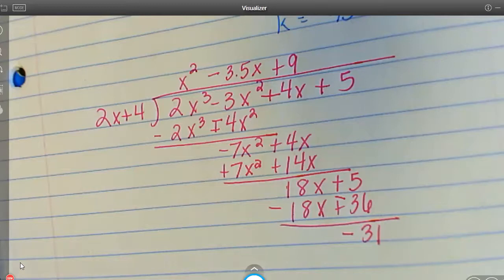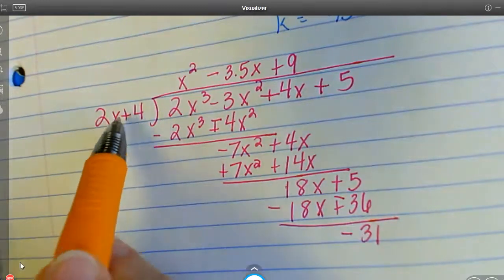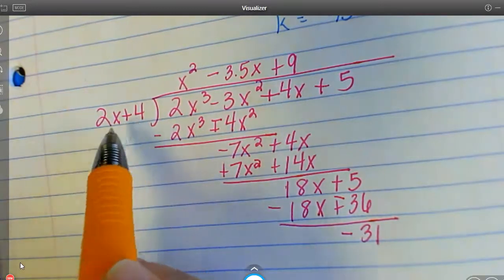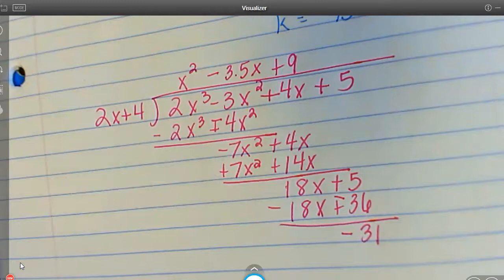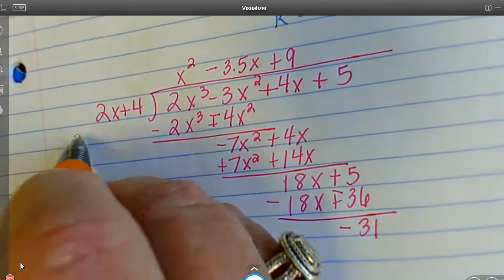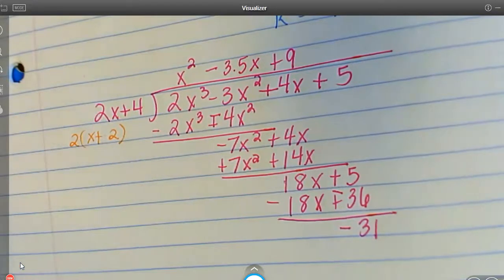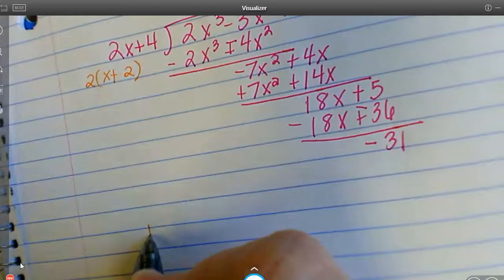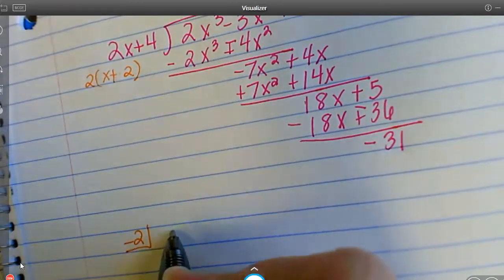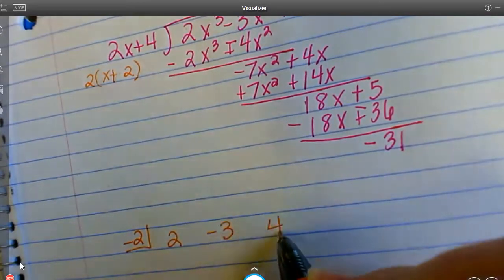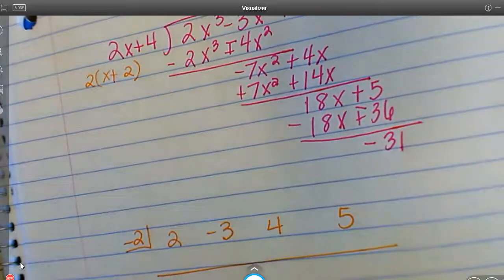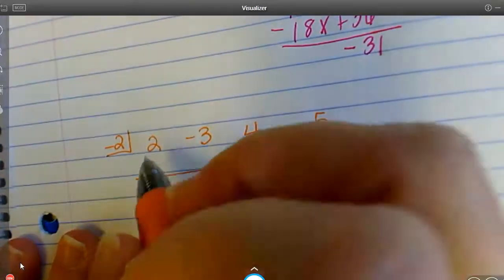Now, I want to show you real quick, you can do this with synthetic division, it's just kind of weird. Okay? So, you see how the 2x plus 4 you could factor out a 2? That's 2 times x plus 2. See that? So what you can do is divide by negative 2 with synthetic. And I'll have to explain the answer though. It doesn't come out exactly the way we want it to.